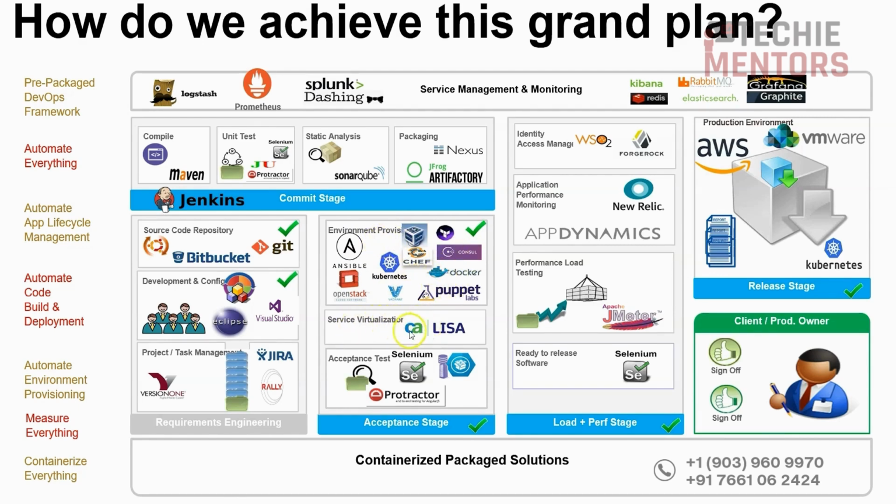Then service virtualization, CA and Lisa. Acceptance test, again Selenium, Protractor. Then identity and access management, these two tools. Application performance monitoring, these tools. Performance load testing, JMeter. Ready to release software, Selenium. These all come under the testing phase, so we don't deal with the testing phase much in the DevOps flow. It will be tested on the deployable software. So whatever happens here, we call it functional testing. The testing team is involved in the functional testing.